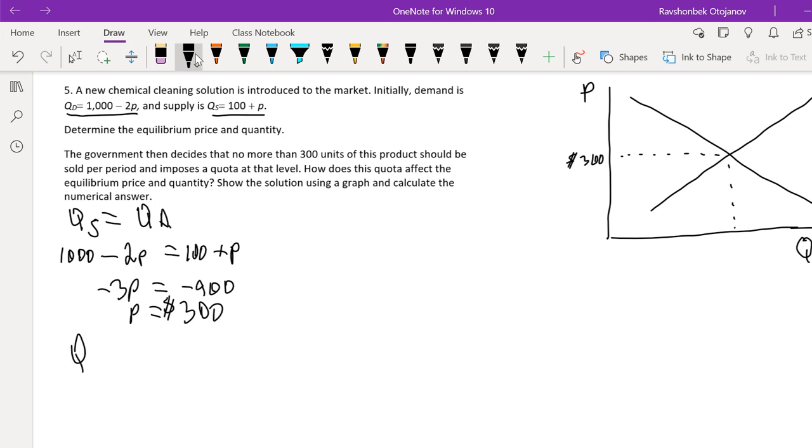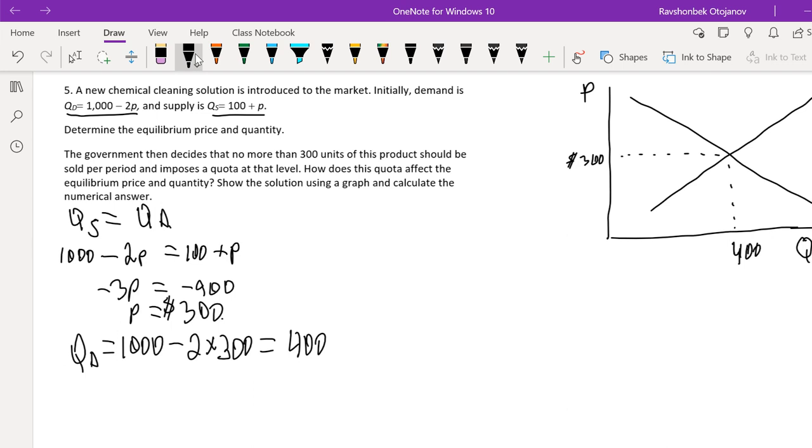Quantity now, so we'll find by using the demand equation, 1000 minus 2 times 300. So I plug 300 into the P and I have 400 units. So initially that is the equilibrium price and quantity.